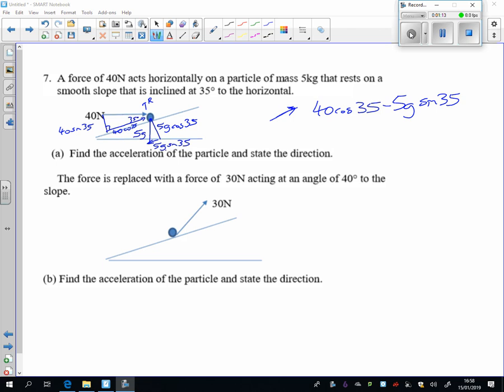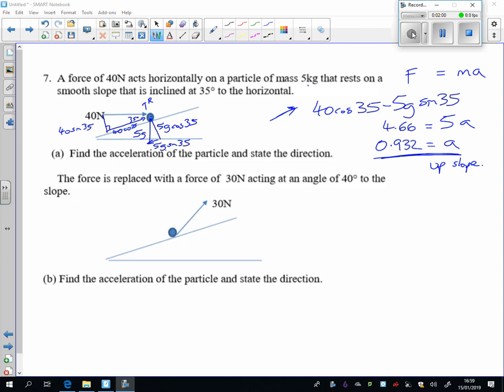And I'm going to tap that into the calculator to see what I get. So I've tapped that in and I've got 4.66. So this is the force going in that direction, and that's, of course, equal to the mass times acceleration. Now, the mass of this thing here, we were told, was 5. So the acceleration is the 4.66 divided by 5, and that gives me 0.932 meters per second squared up the slope.